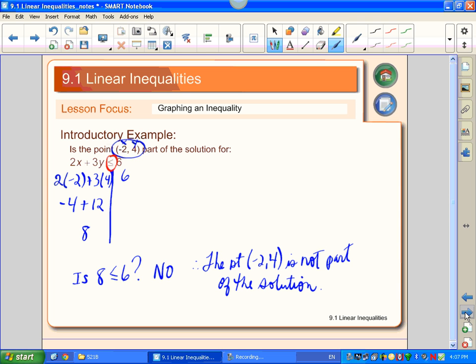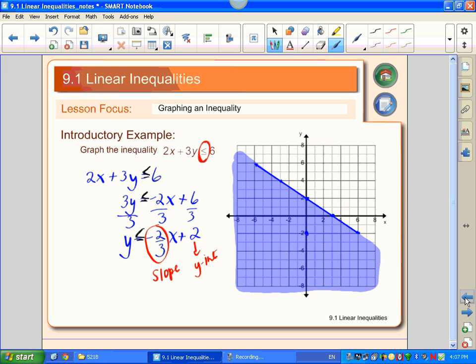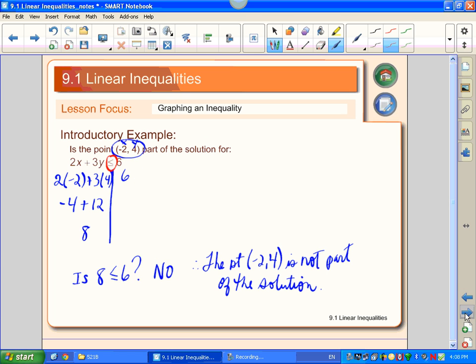Well, how can I answer that question another way? I can look at it graphically. The point is -2, 4. Let's go back to our graph. So if we find the point -2, 4, is it in the shaded region? No. Therefore, it is not part of the solution. So if it's already drawn, you can tell that point from your graph. If it's not already drawn, you can determine that algebraically.